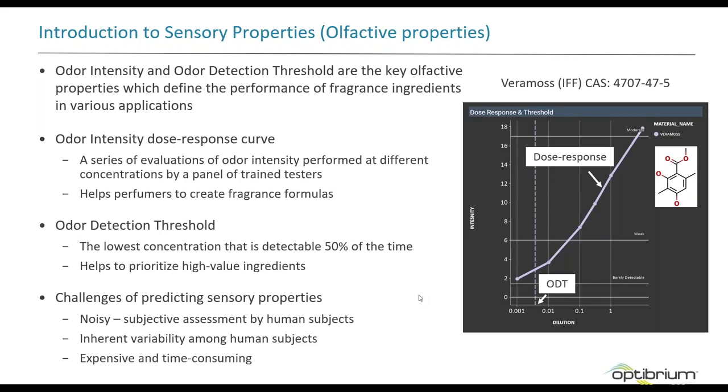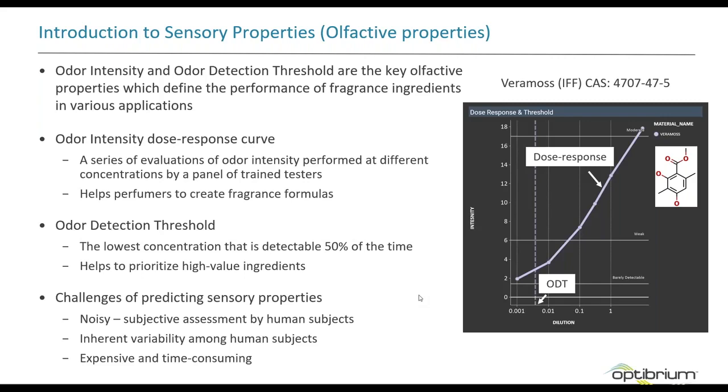Both of these quantities are results of human evaluation, and as such, they carry a considerable amount of noise because they're subjective by nature. And also there is a certain degree of inter-subject variability due to natural differences in the perception of different odors among the human population. And finally, these experiments are expensive and time consuming. And as you perform these experiments over time, you start accumulating a number of gaps, a number of missing points, due to undone experiments for a variety of reasons.